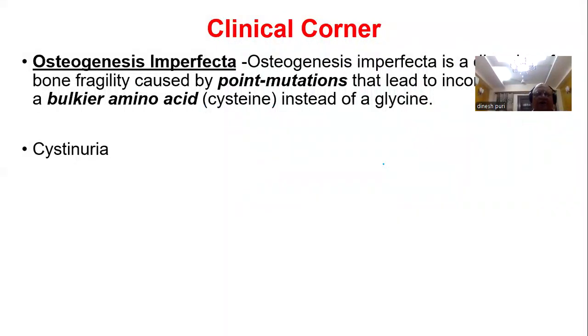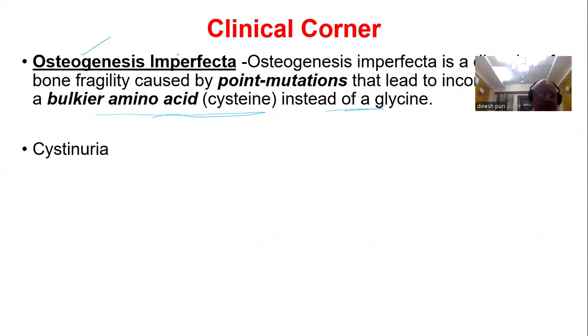Just a clinical corner, हमने देखा था कि glycine is the only amino acid which is accommodated in the interior of collagen and provides strength to it. Supposing if glycine were to be replaced by a bulkier amino acid, cysteine, फिर क्या होगा? कोलेजन का इंटैक्ट स्ट्रक्चर, उसकी स्ट्रेंथ डिसरप्ट हो जाएगी, it will become fragile.